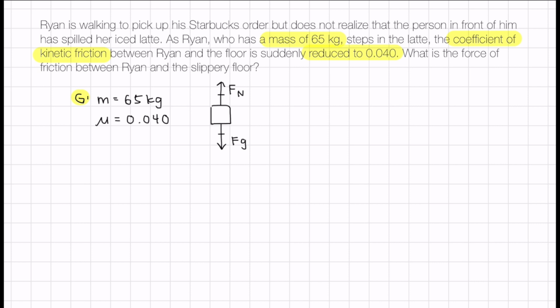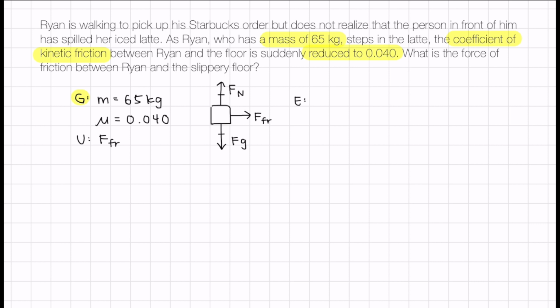Because Ryan is slipping, that means that there is actually a force that's acting horizontally, and this is just going to be due to the force of friction, which is what we're going to be solving for. So let's go and write that down, force of friction. Just to clarify again, our unknown is going to be the force of friction. Okay, so what equation are we going to use to solve this problem?